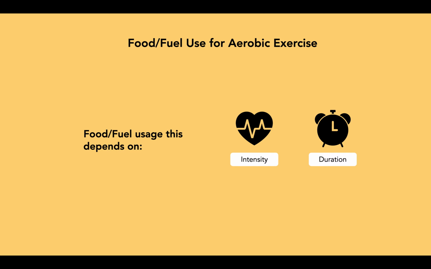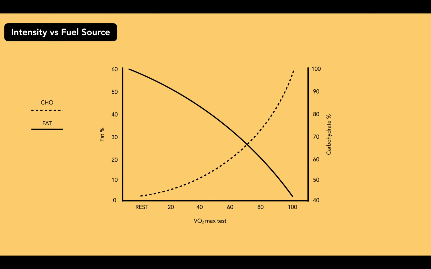So let's take a look at our first graph. We have intensity versus fuel source. As we can see, at lower intensities, fats are the preferred choice of fuel for exercising. So at lower intensities, we're going to use more fat and less carbohydrates. However, as you can see now, as the intensity increases, we use less fat.